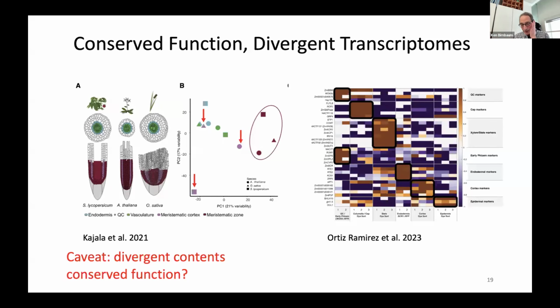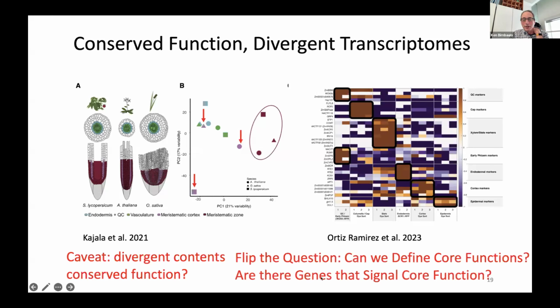So I think one of the things that we can do with that question is flip it around and say, well, if we assume, perhaps by anatomical position and other evidence, that these cells do have a similar function, can we define core functions by comparing them and looking at their common modular components? And perhaps there are genes that signal that core function. And maybe those genes will help us define what a cell identity is.